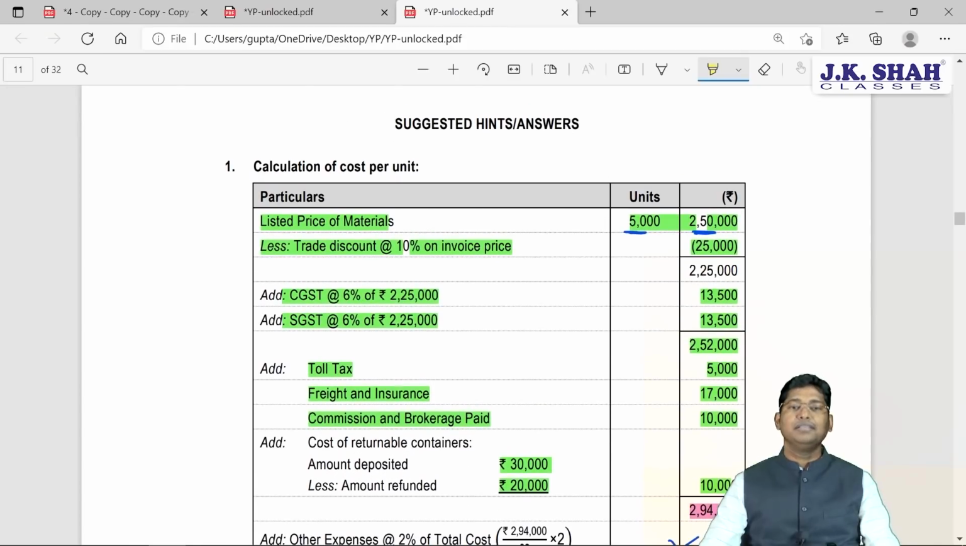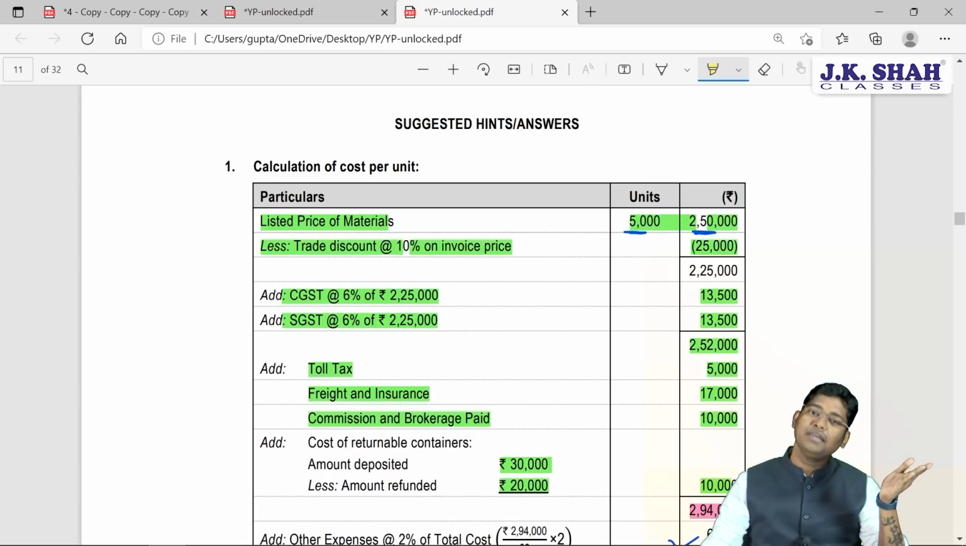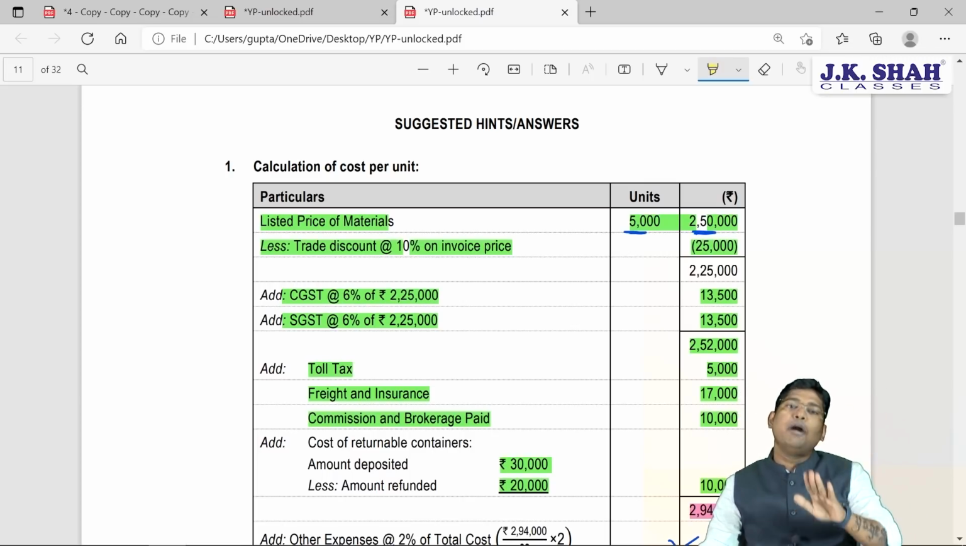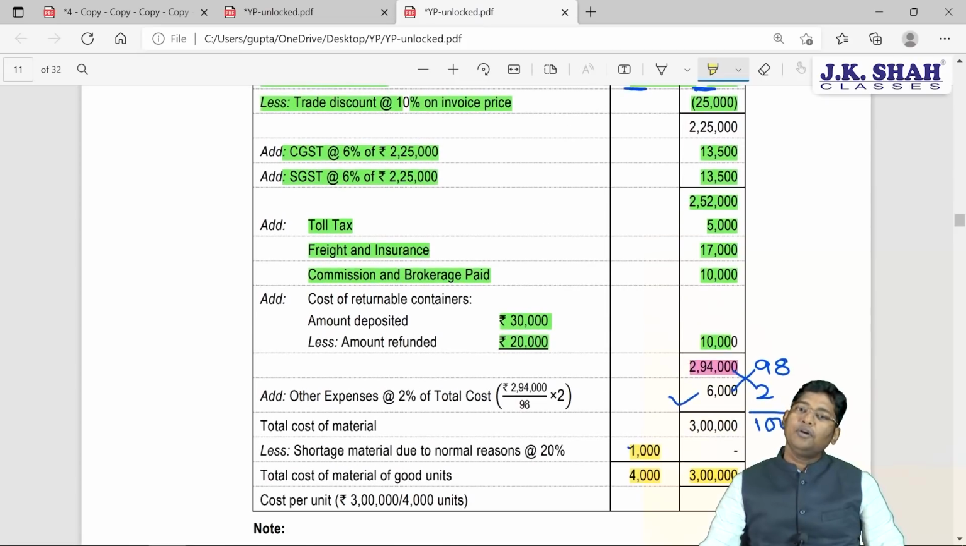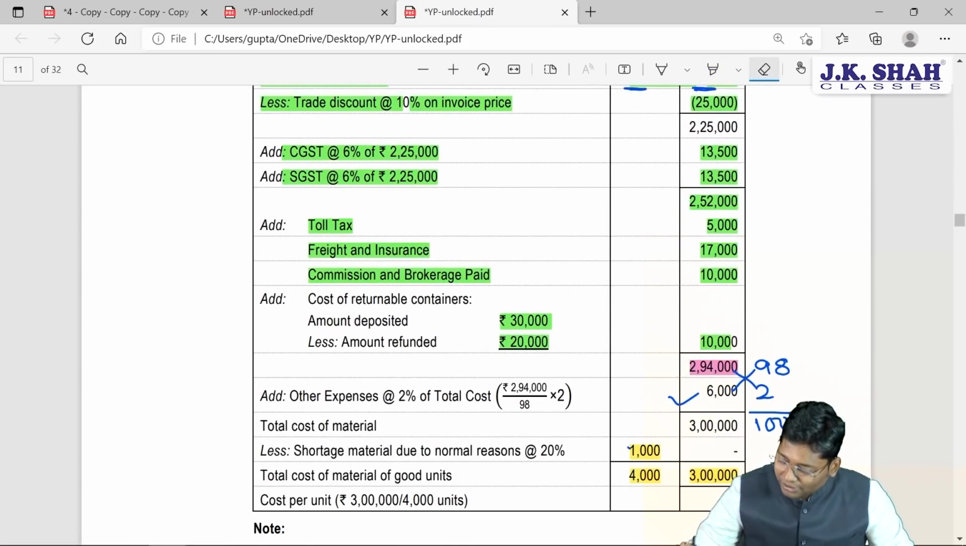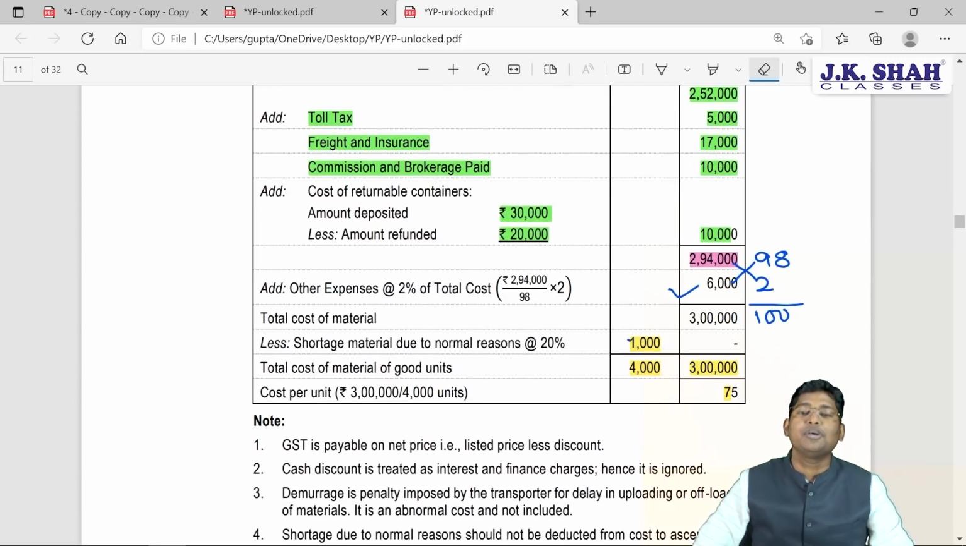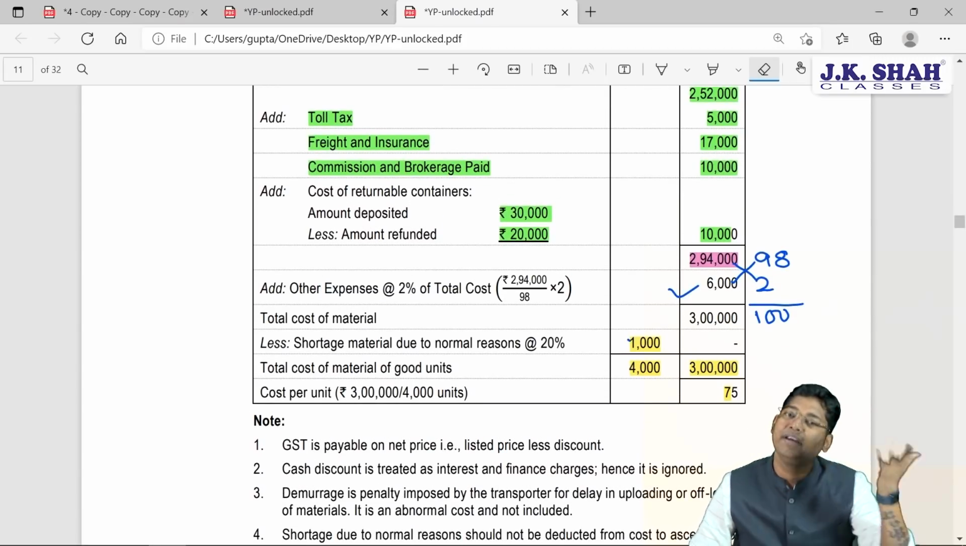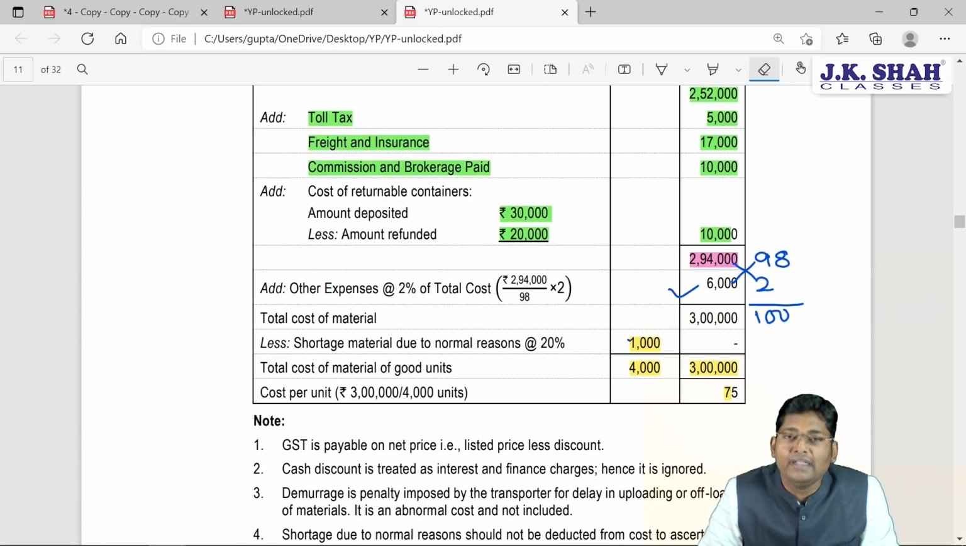See guys, this is a simple question based on per unit cost calculation where total costs are given and total quantities are given. Relevant costs we added, relevant discounts we deducted, we computed our total cost. Then we came to know that the total cost which we have incurred, we have incurred not on 5,000 units. This is the cost which we have incurred on 4,000 units. That's why the 3 lakhs rupees we divided by 4,000 units and we calculated the cost per unit, which is equal to 75.